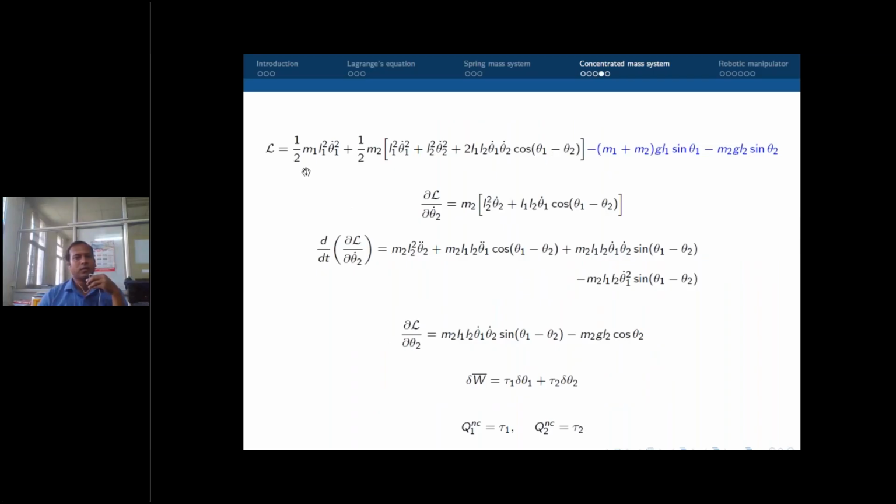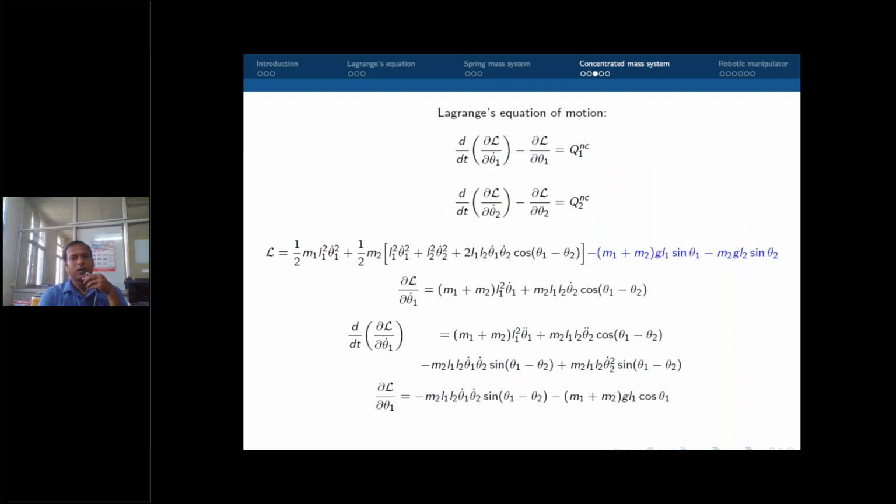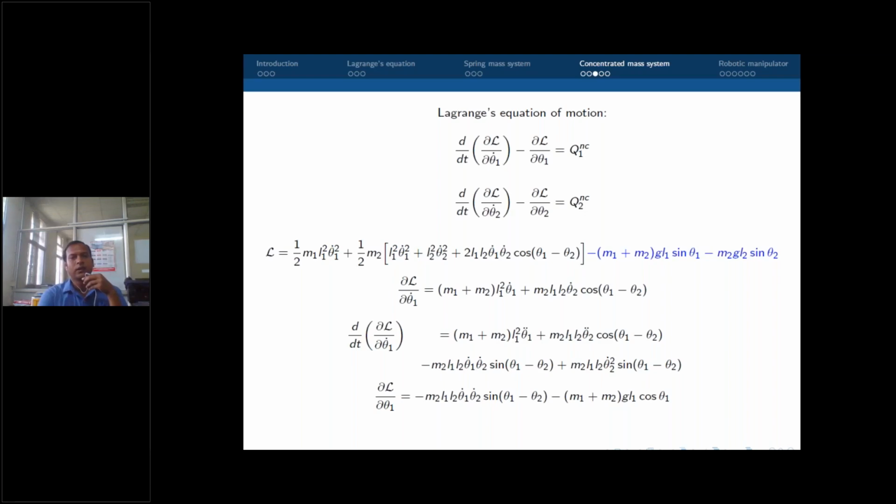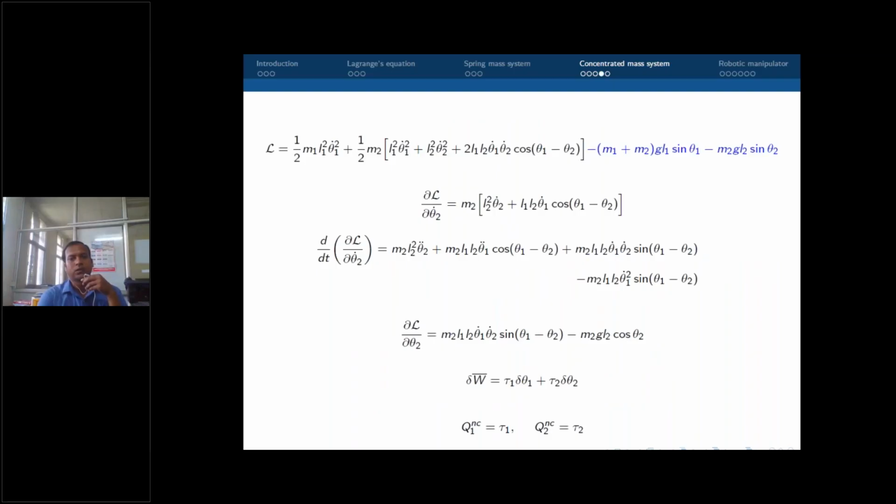So again, for your reference, I have written the same Lagrangian, and now for the second Lagrange's equation, which we have mentioned in this slide. For the second equation, we now calculate the derivative with respect to theta 2 and theta 2 dot. So we calculate this derivative with respect to theta 2 dot, and then you take the time derivative, so you have this expression. And the next term is the derivative of the Lagrangian with respect to theta 2, that has been calculated here.